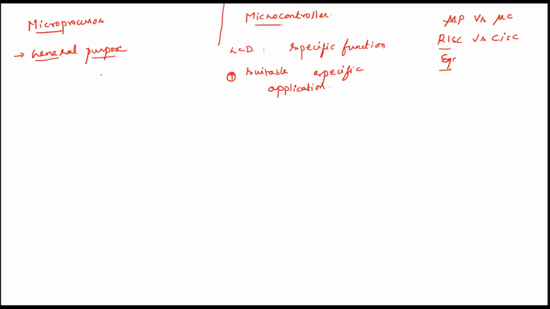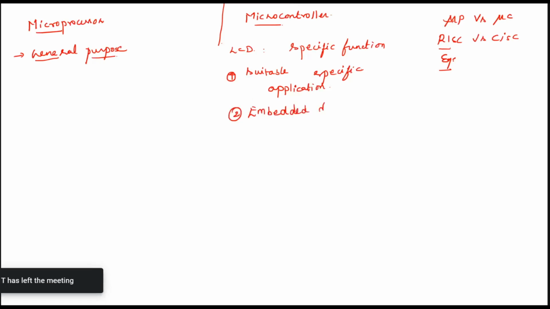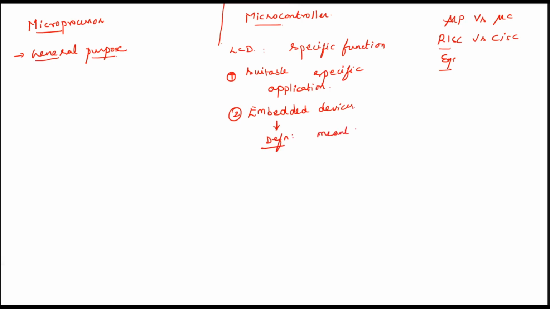So that's why in most cases they say embedded microcontroller. When you talk about a microcontroller, they call it an embedded device, because the definition of embedded is that it is meant to do a specific application. Since a microcontroller is useful to carry out specific applications, it will be suitable for any embedded application.